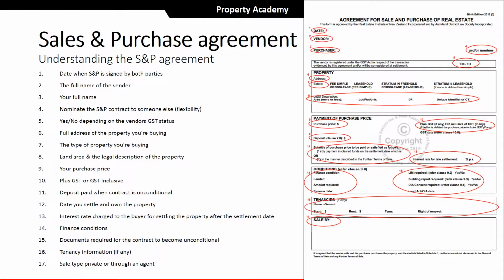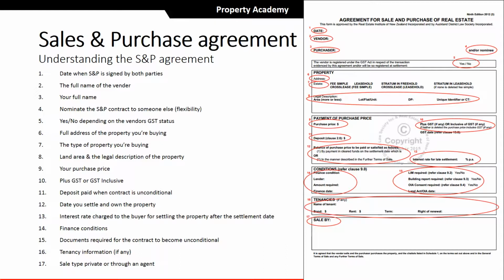But there are cases where you can say the deposit is only paid a day before settlement or something like that. There's all these different ways you can write it, and it depends on how you want to structure it according to yourself. So number 12 is the date that you settle and own the property, and you want to put a date that suits yourself and the vendor. And often I put, for example, the 20th of August, but I also might write "or earlier by mutual agreement." If it suits me and if it suits the vendor to actually settle earlier, I might go ahead and do that.